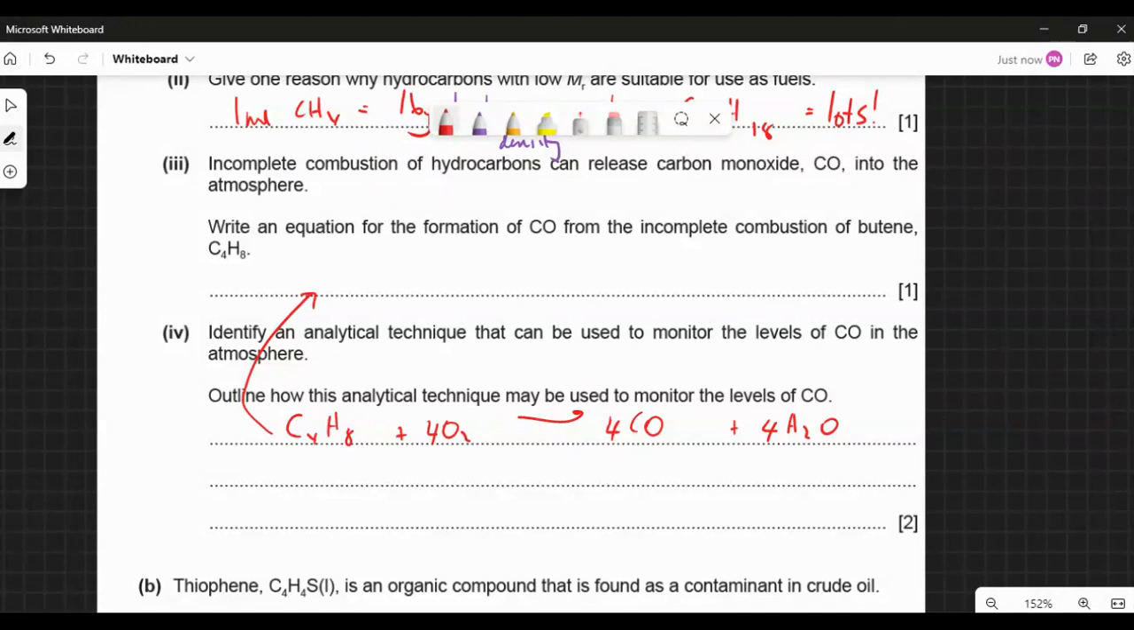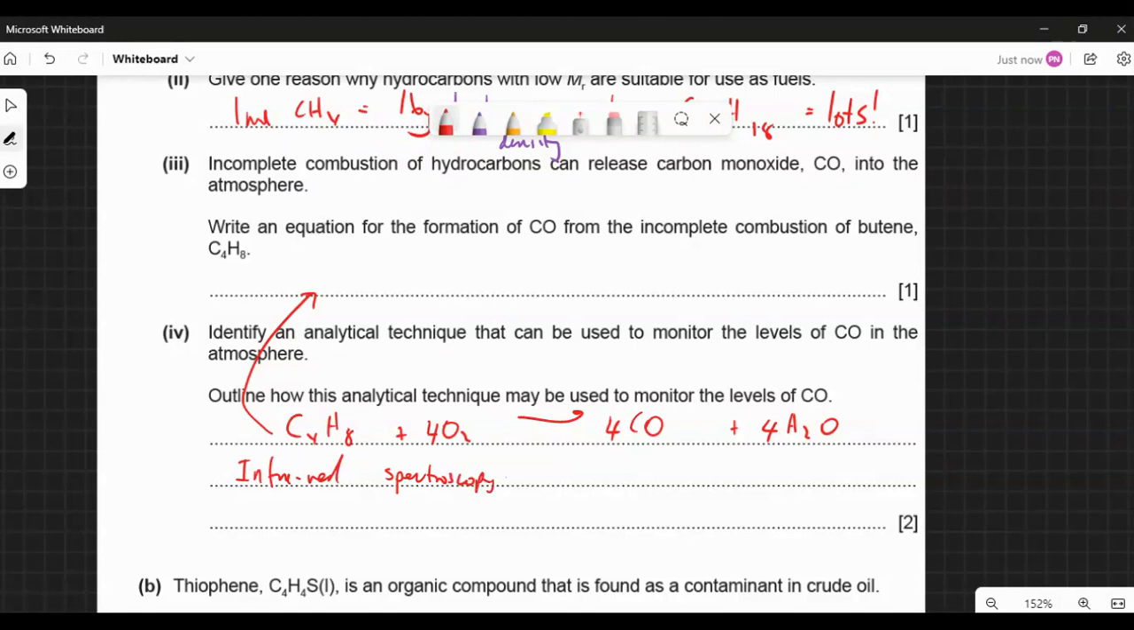Right, identify an analytical technique that can be used to monitor the levels of carbon monoxide in the atmosphere. Outline how this analytical technique may be used to monitor the levels of CO. Now, the only analytical thing you've done really is infrared, yes? So the technique is infrared spectroscopy.